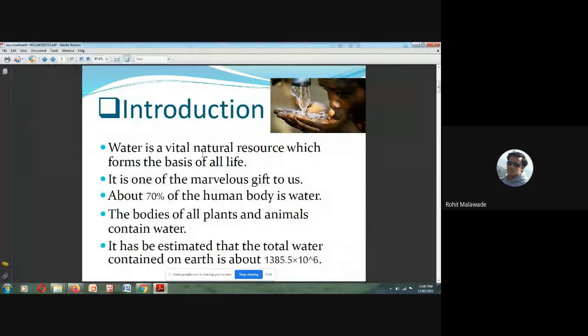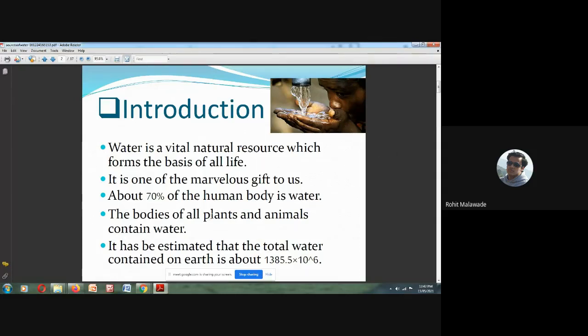Water is a vital natural resource which forms the basis of all life. It is the most important thing that we require on this earth, right? After air, water is the most important thing that we require. Without water, we cannot imagine our life. It is one of the marvelous gifts that has been given to us, right?